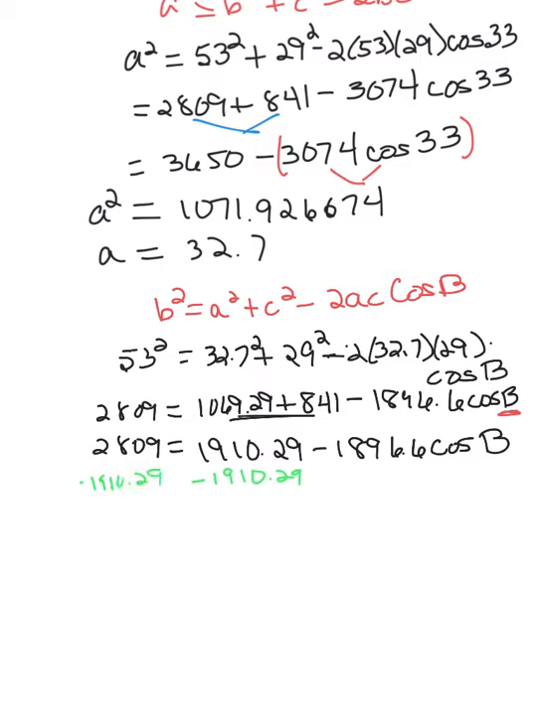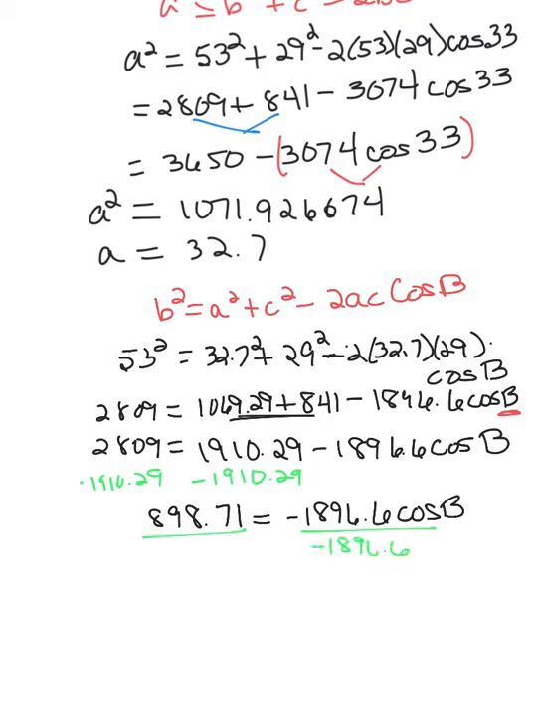In doing that, I will get 898.71 equals negative 1896.6 times the cosine of B. Now, to get the cosine of B by itself, we're going to divide by the 1896.6, and we now have negative 0.473853211 equals the cosine of B.